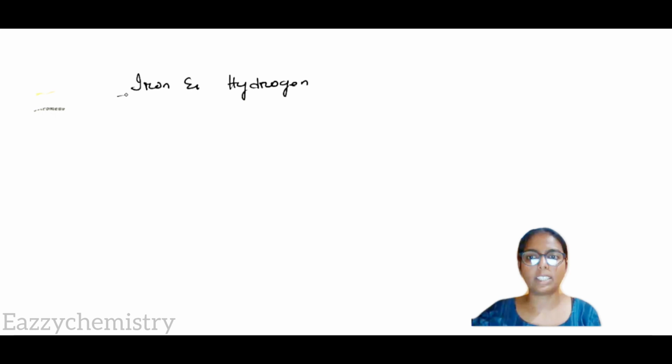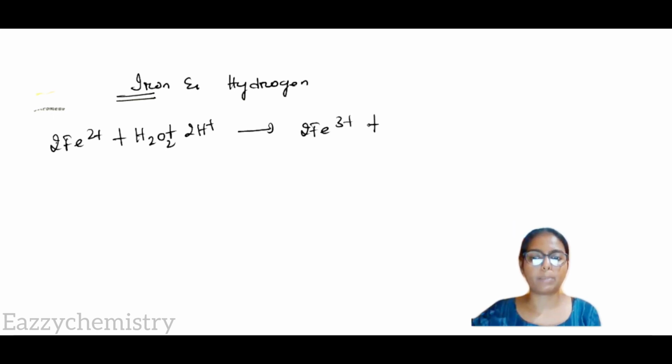So here, if we write the reaction between iron and hydrogen peroxide, it would be like this: 2Fe2+ reacts with hydrogen peroxide, H2O2, and again with 2H+, which produces 2Fe3+ and 2H2O. So if you look at the oxidation and the reduction reactions, let's look at the oxidation reaction first.